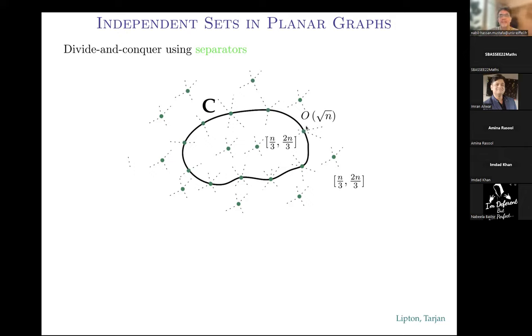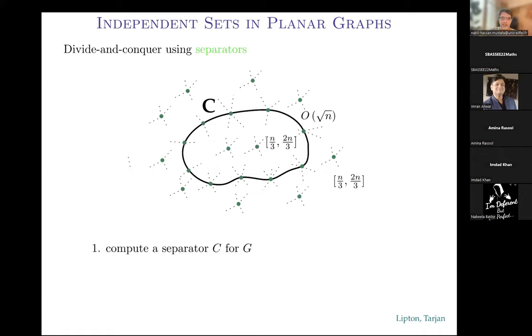Think of it as a small set of vertices which partitions the graph into two pieces, each of size at most n over two. Okay, it's between n over three and two n over three, but roughly equal. Beyond this application, this theorem turned out to be a very powerful tool, because as you can see, it's divide and conquer. You can pick a set of vertices, remove them, divide the graph into two pieces, and then continue.